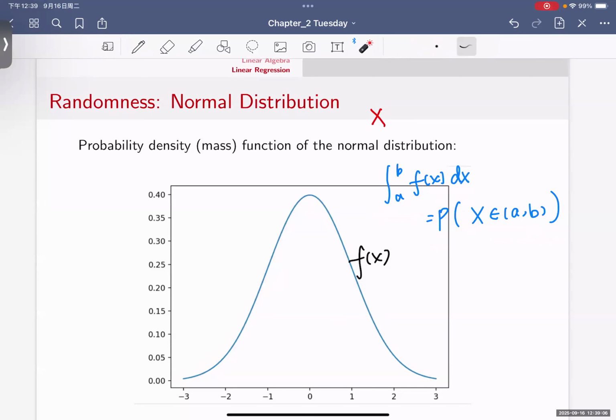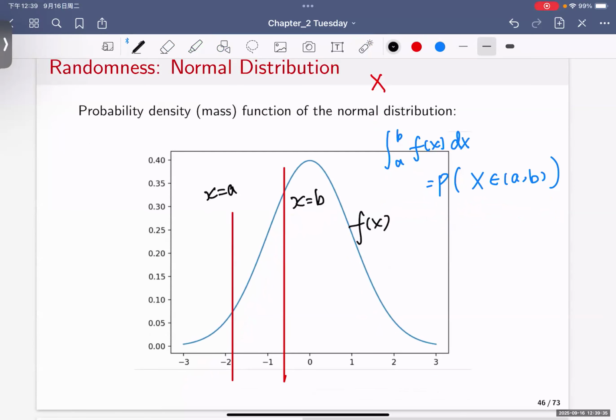We know that the integration from a to b stands for the area under the curve. If we consider two lines, this line corresponding to x equal to a, and this one corresponding to x equal to b, then the integration stands for the area of this part, the area under the curve. So naively speaking, the area under this curve corresponds to a probability. That is how we use a probability density function to describe probability.